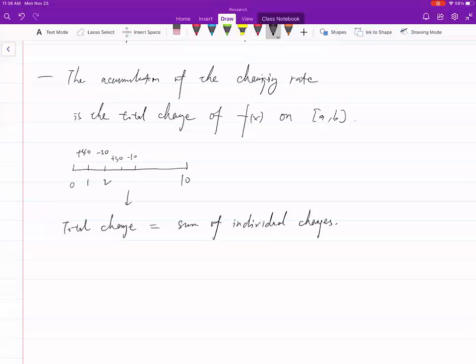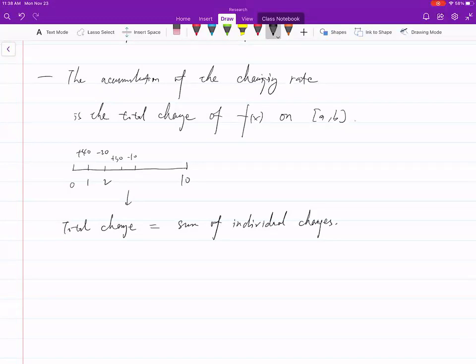Good so far? Now let's say this time I don't count every single hour. I count it every half an hour. So from 0 to 10, before you had 10 intervals, now you have 20 intervals, right? You have 20 changes. So what's the total change? You just sum the 20 changes together.